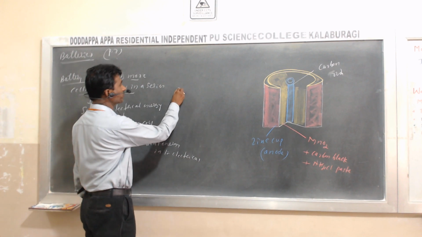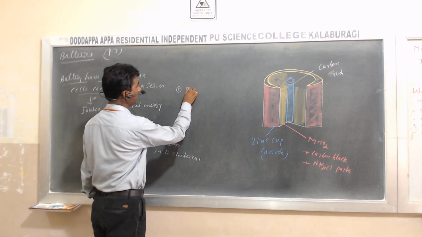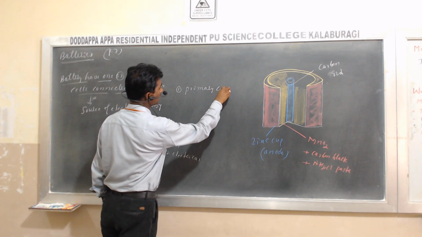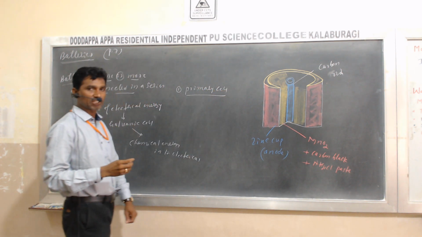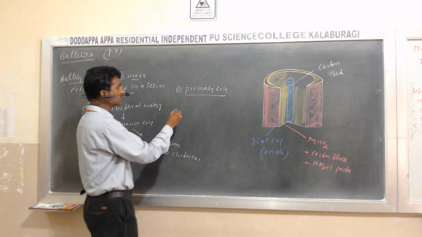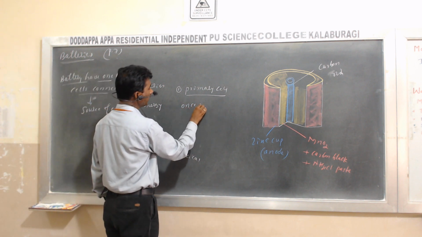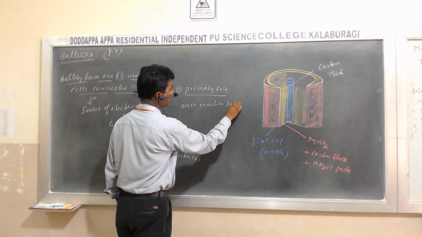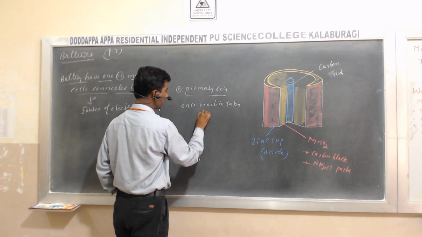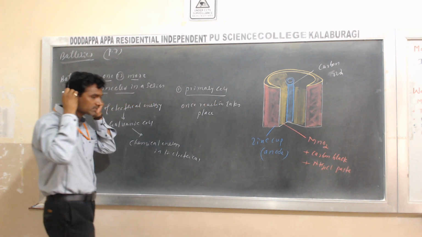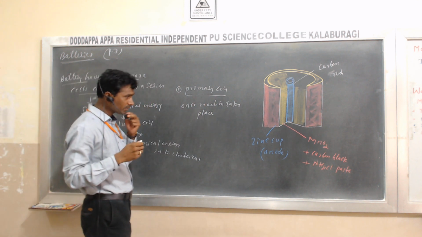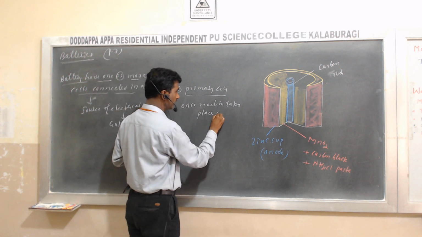There are two types of cells. One is the primary cell. What is a primary cell? In a primary cell, the reaction takes place only once. So it is called a primary cell.